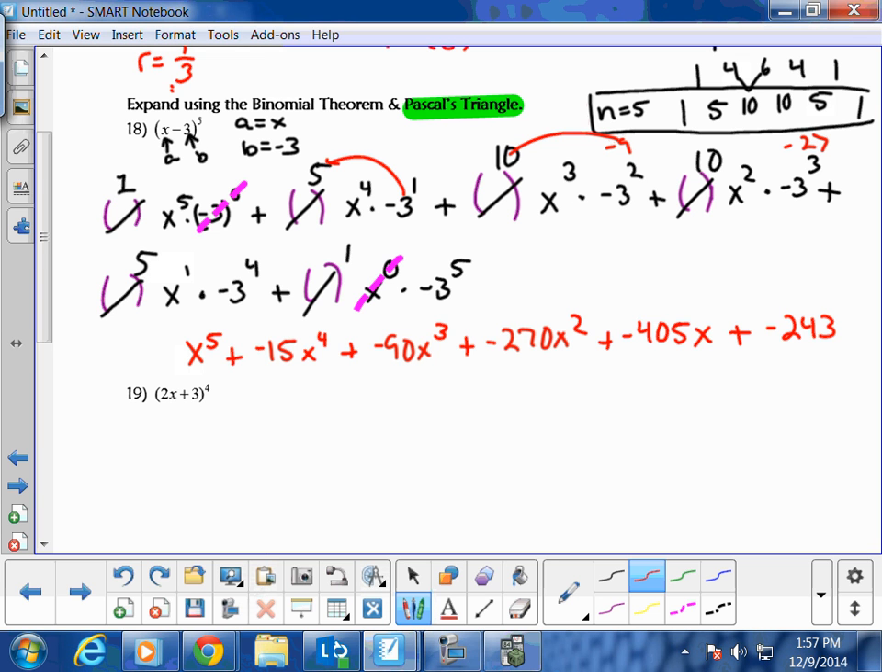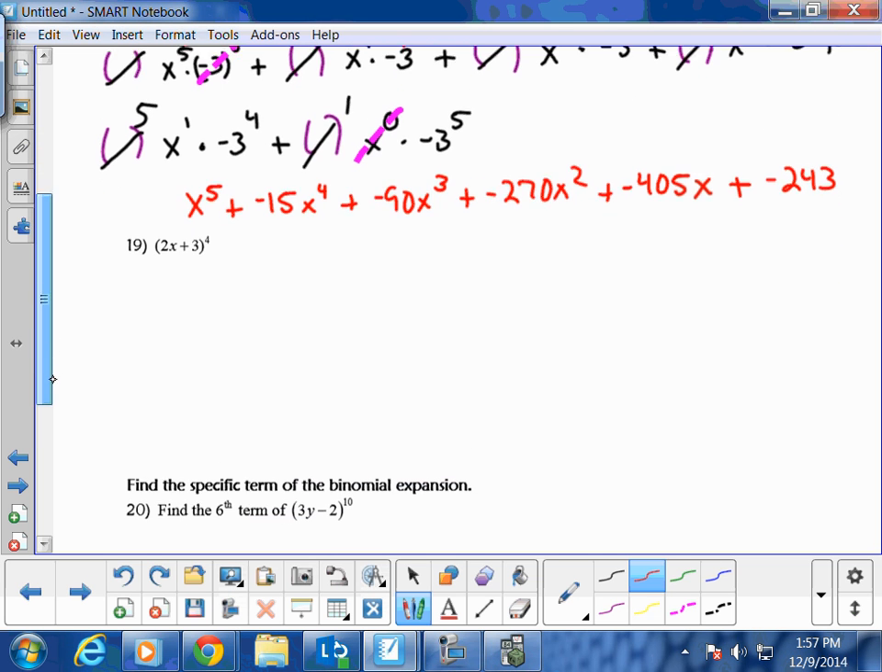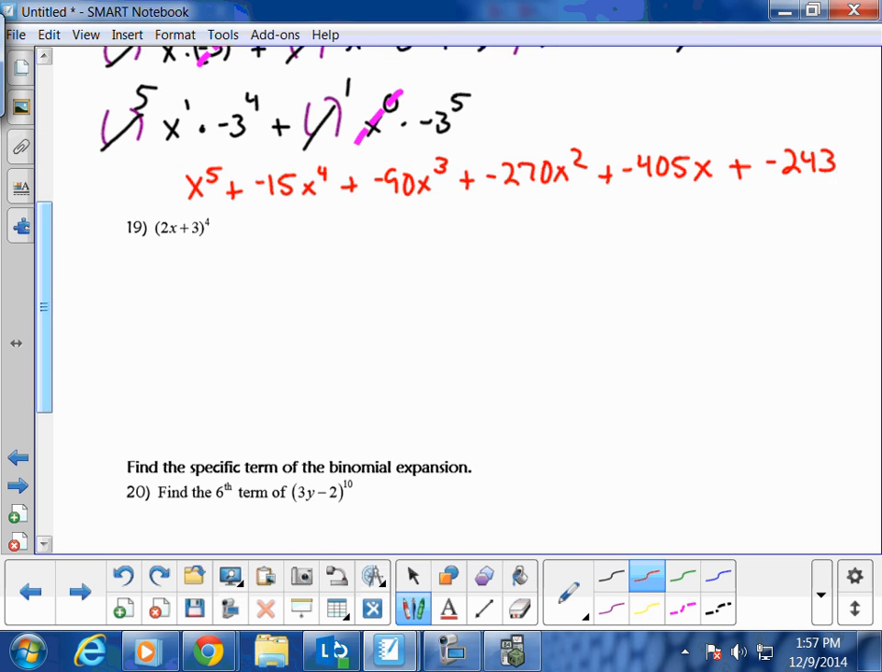All right, fantastic. Now you're going to do the same exact steps for question 19. And I could go ahead and actually work through it with y'all if you want. If you think you know it already, then just go ahead and bypass this portion. But this is A, this is B. So A is equal to 2x, B is equal to 3, and n is equal to 4.